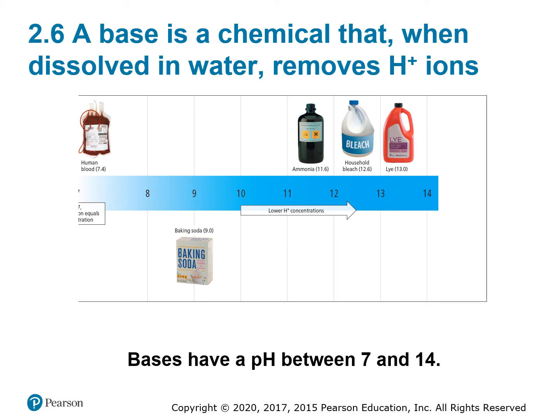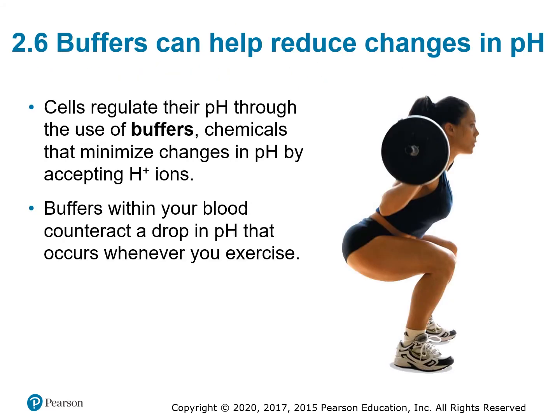On the other side of the scale, a base is a chemical that, once dissolved in water, tends to remove hydrogen ions. And so some of the chemicals that are most destructive to living tissues, things like bleach and ammonia and lye, are on this basic side. Buffers are what your body and living cells use to regulate or minimize the impacts of changes of pH.